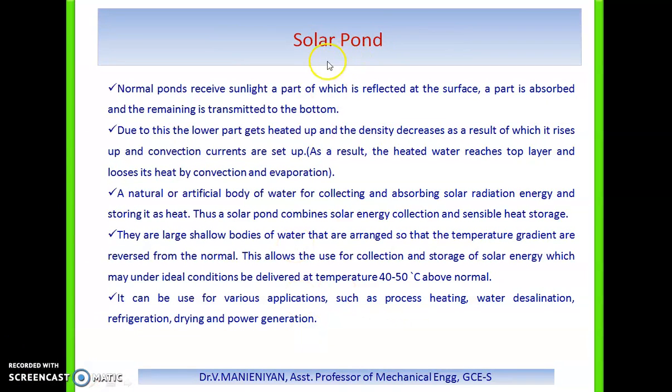Now I will discuss the solar pond. It is a natural or artificial body of water for collecting and absorbing solar radiation and storing it as heat. The solar pond combines solar energy collection as well as a sensible heat storage system. The simplest solar pond is very shallow, about 5 to 10 centimeters deep, with radiation being absorbed at the bottom of the pond.